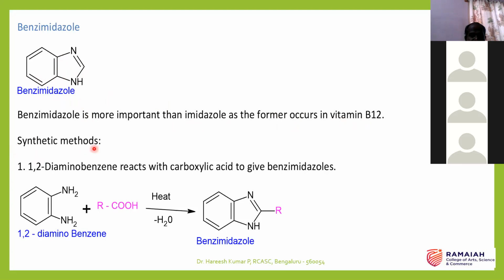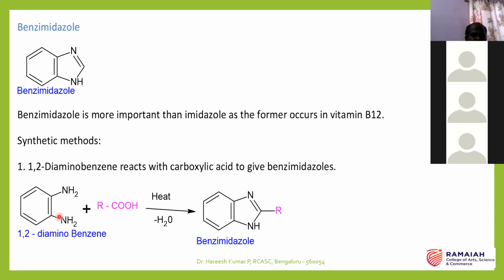So then, synthetic methods. Synthetic methods means the methods available for the preparation, synthesis, production or manufacture. What we know is that the name of this compound, this part is benzene, and this is 1 position, this is 2 position. What does it mean? 1,2-diaminobenzene.